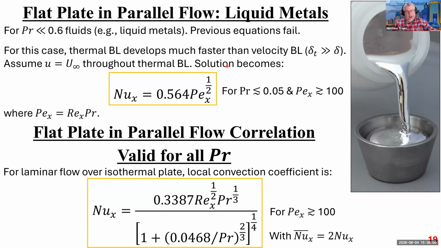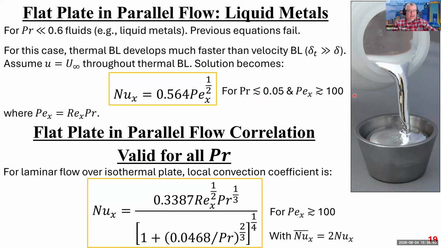Okay, so without doing any more derivations or walking through all the steps, recognizing this difference in thermal boundary layers, you could work out that the Nusselt number is just equal to this correlation: 0.564 times the Peclet number at some distance x down the plate raised to the 1/2 power. And this is good for Prandtl numbers less than 0.05 and for Peclet numbers greater than about 100.